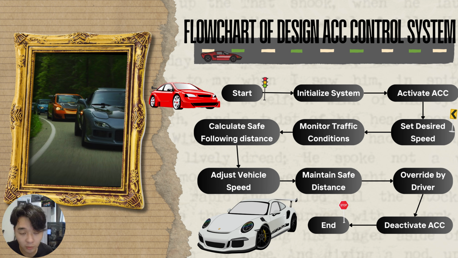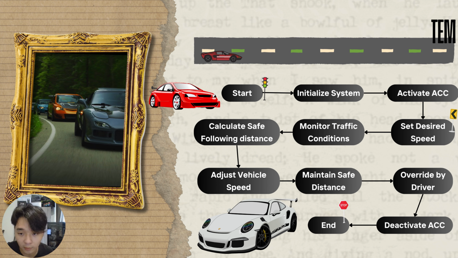If the driver wanted to override the ACC system, the ACC also allows the driver to manually override the system by braking or accelerating. If the driver wanted to disengage the active cruise control system, the vehicle has to come to a stop, and then the ACC system will stop functioning.